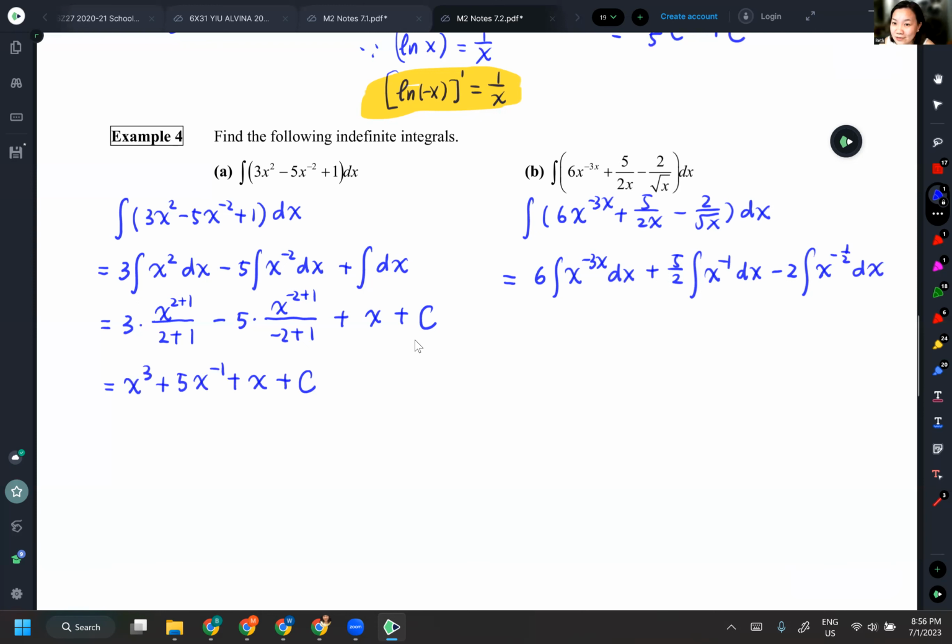As a new learner, you probably should remember to write dx all the time. Otherwise, it's not complete. Do not just write the integral sign. You need to write integral dx, integral dx. And then I'm going to use formula E.